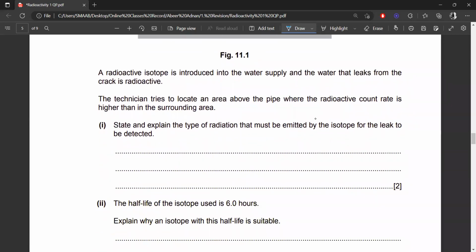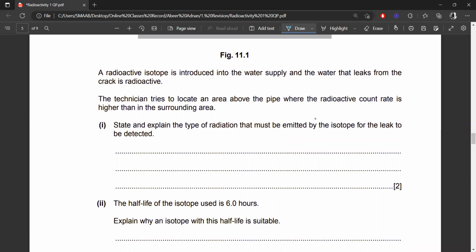Yes. And the question is: state and explain the type of radiation that must be emitted by the isotope for the leak to be detected. So you need to state and explain the type of radiation that must be emitted by the isotope for the leak to be detected.